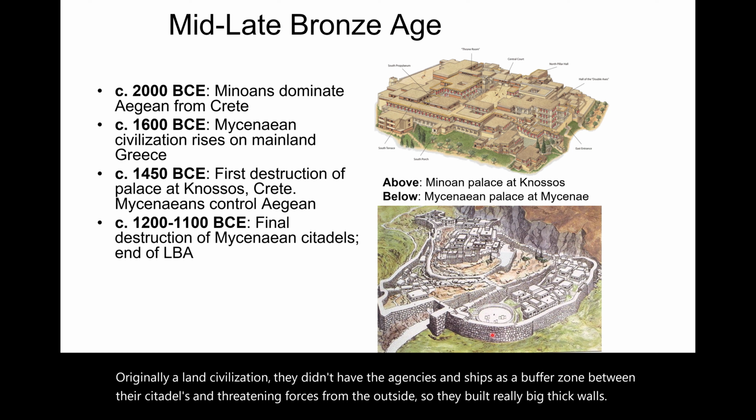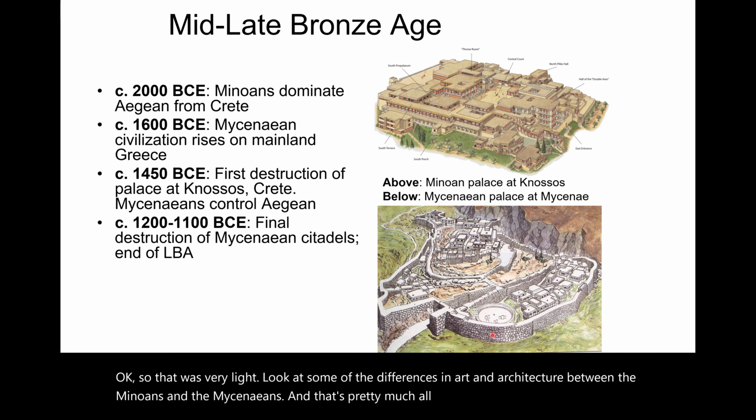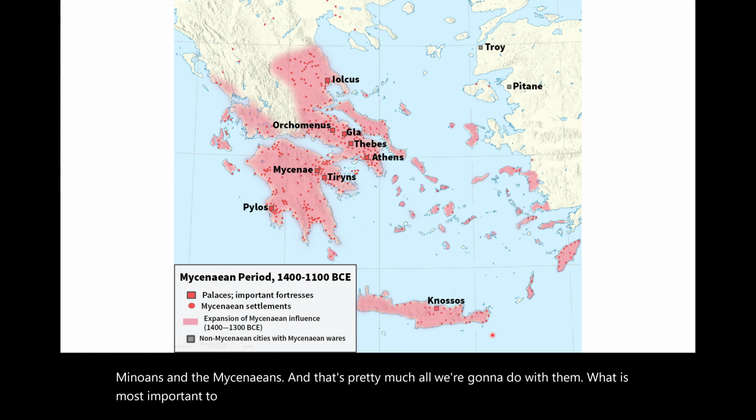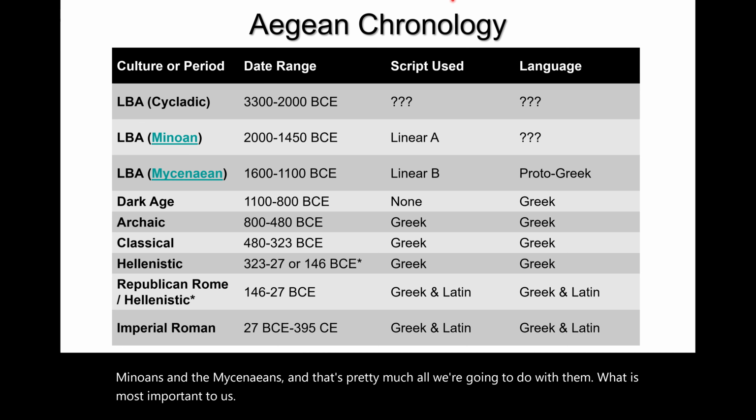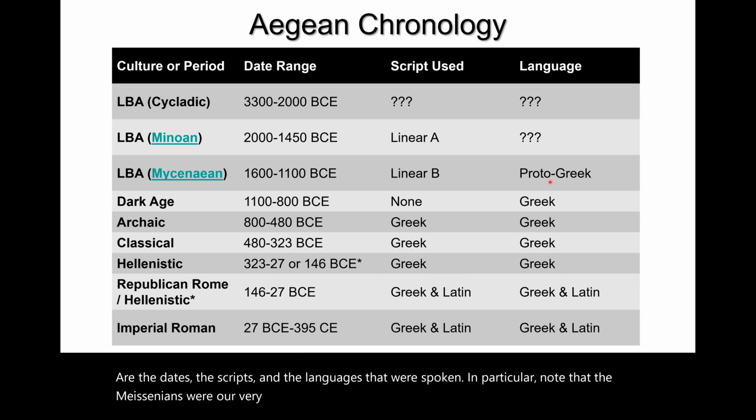Okay, so that was a very light look at some of the differences in art and architecture between the Minoans and the Mycenaeans, and that's pretty much all we're going to do with them. What is most important to us are the dates, the scripts, and the languages that were spoken. In particular, note that the Mycenaeans were our very first definite official Greek speakers, our first Greeks.